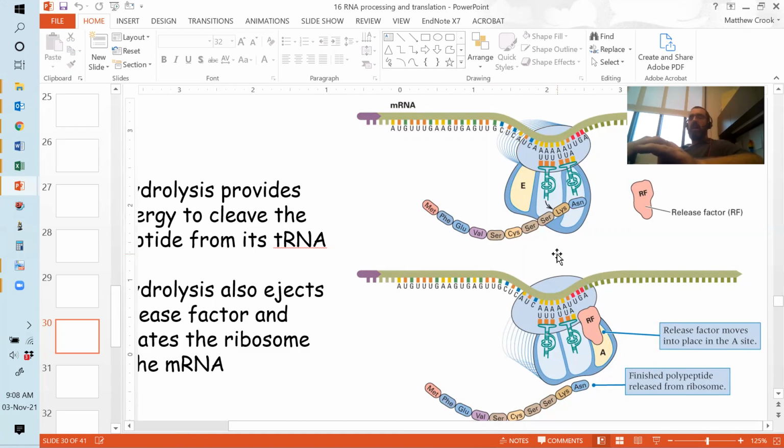So now we need another thing, in this case called a release factor. That's what this shaped thing is. And it has basically two purposes. One is to cleave that polypeptide from its tRNA. Otherwise, you can't get a functional protein. It will just be tethered there, it will never be able to leave, which obviously is not good.